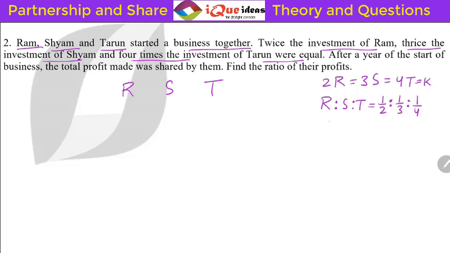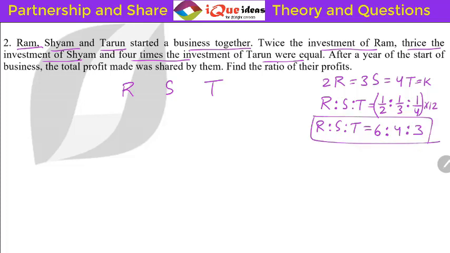But you can't leave it like this. Ratio always has to have whole numbers. So what should we do? Here the denominators are 2, 3 and 4. So LCM of 2, 3 and 4 is 12. So multiply by 12. So 1 by 2 into 12 is 6. 1 by 3 into 12 is 4. 1 by 4 into 12 is 3. So the ratio of investments we have got from here is 6 is to 4 is to 3.